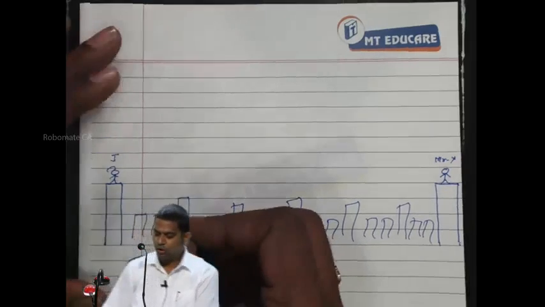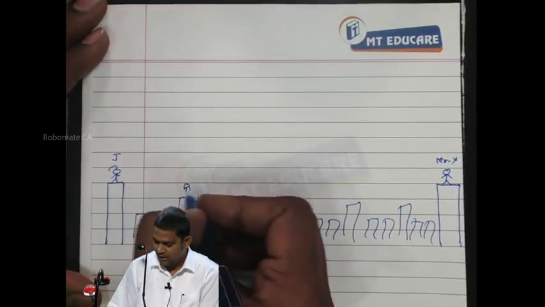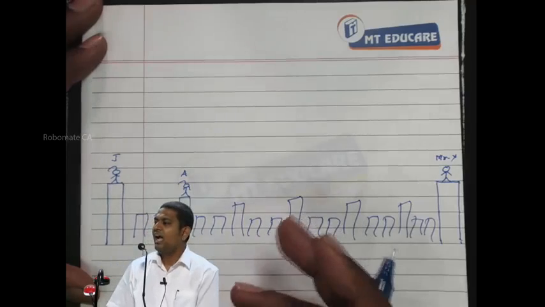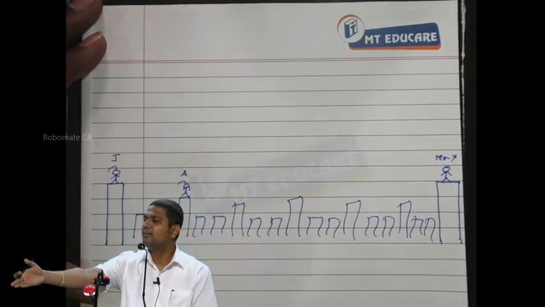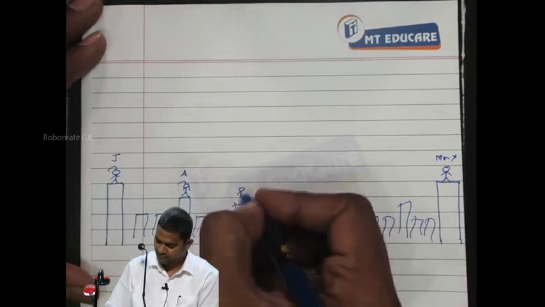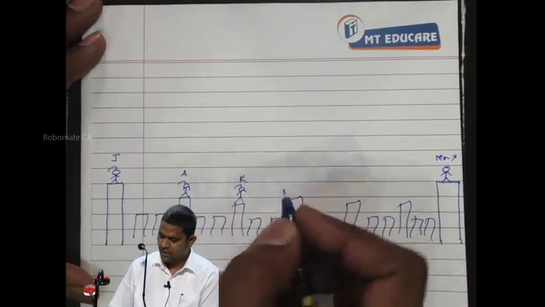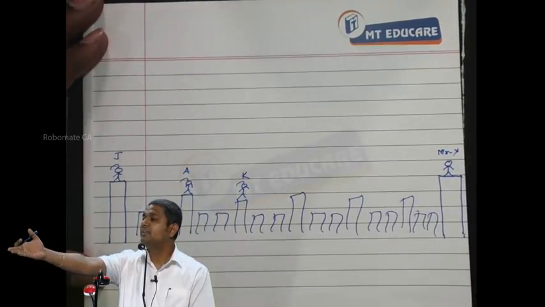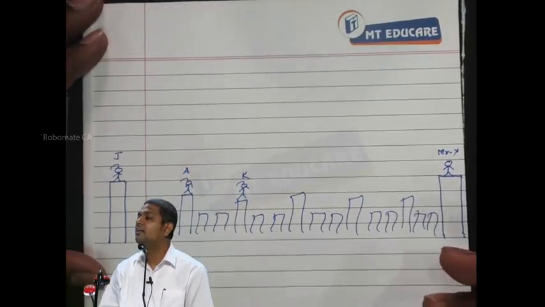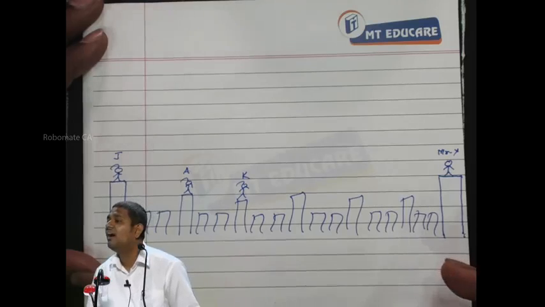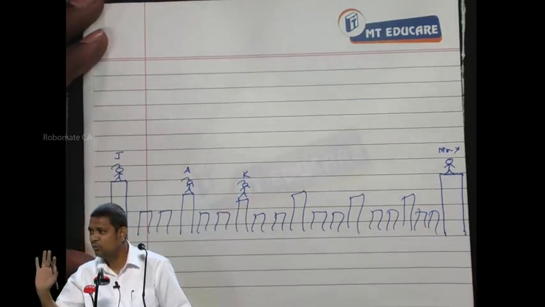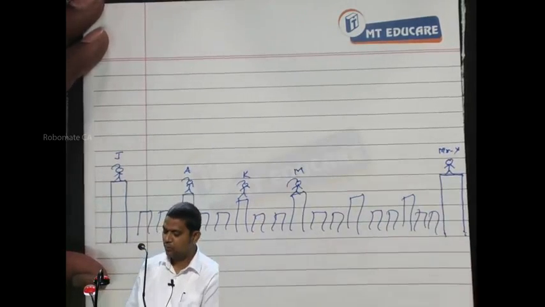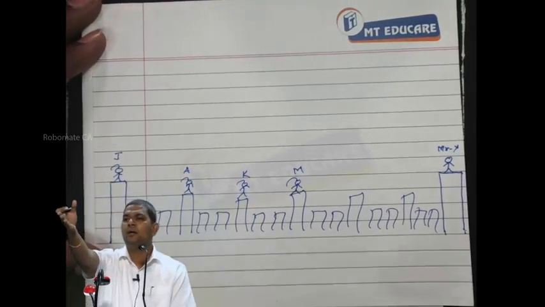Now, on this building, Abhirami stays. She is standing on the terrace. And then there is Miss Kirti, standing on this building. Then there is one more girl who is a friend of Janani, Miss Madhu. Then there is one girl, Pinky.